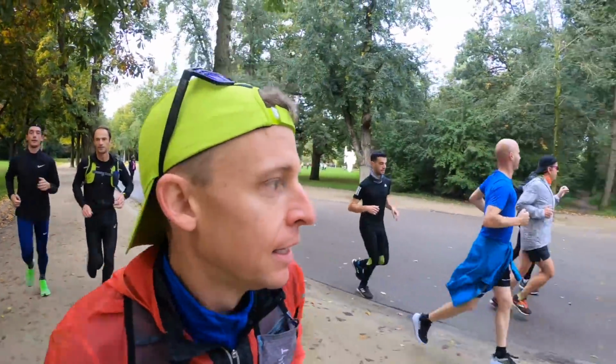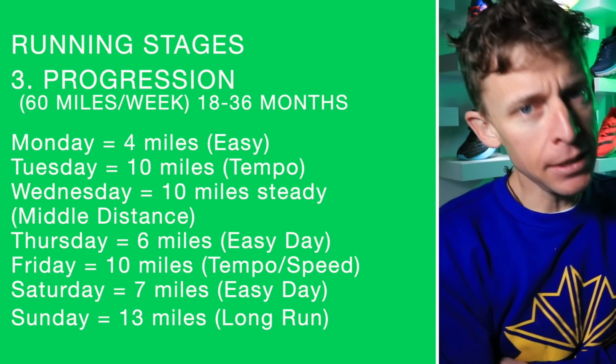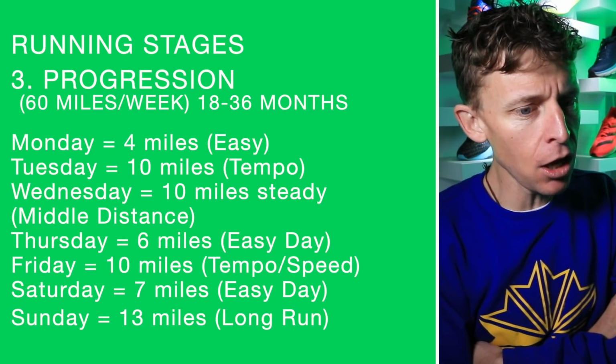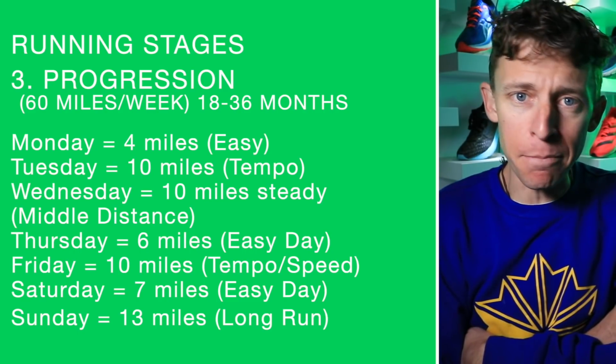Okay, progression stage, 18 to 36 months. So for that 60 miles a week, all right? Here, I'm just going to put it on the screen so you can look it over, analyze it a little bit. You see that long run is getting a little bit longer. Okay, moving up to that half marathon distance, still on Wednesdays, that middle distance day.